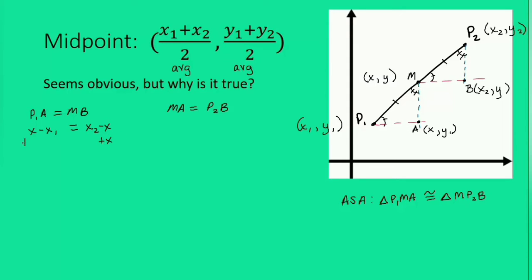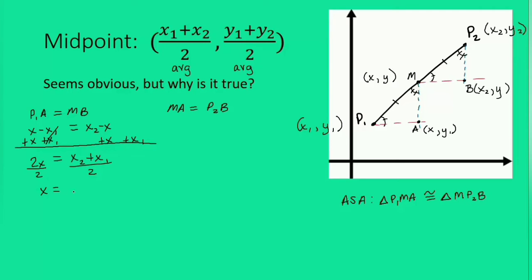I'm going to move all my x's to the left and move my x1 over to here. Okay, let's see what we've got. We've got 2x is equal to x2 plus x1. And if I divide both of those by 2, you can see that this is pretty much my midpoint formula.